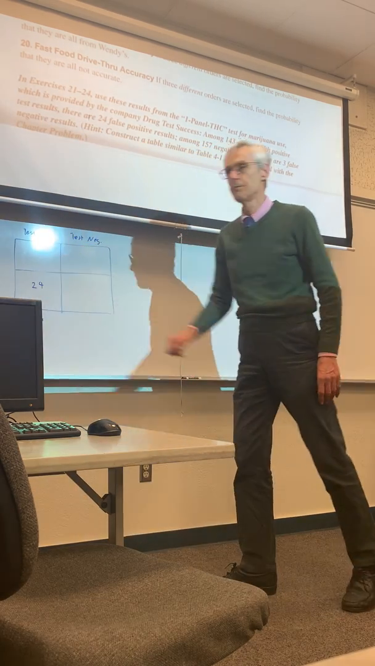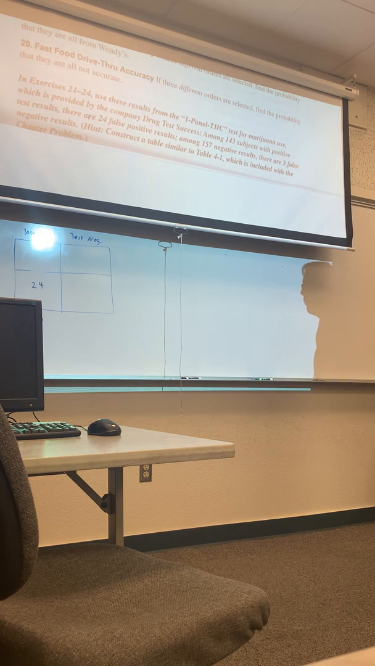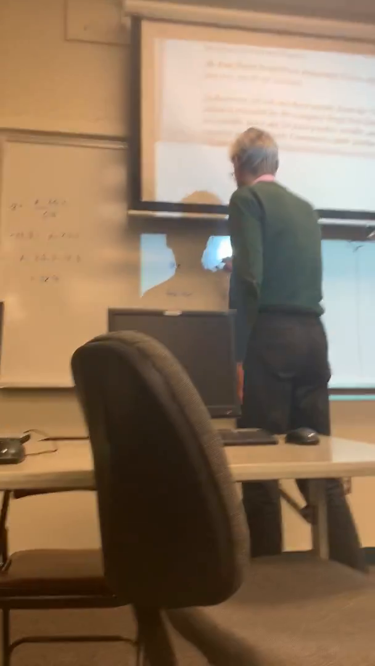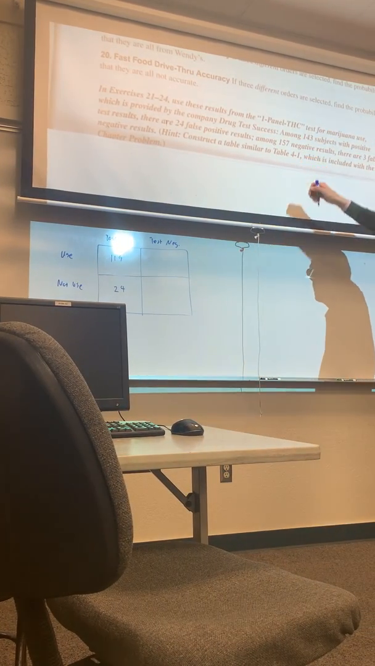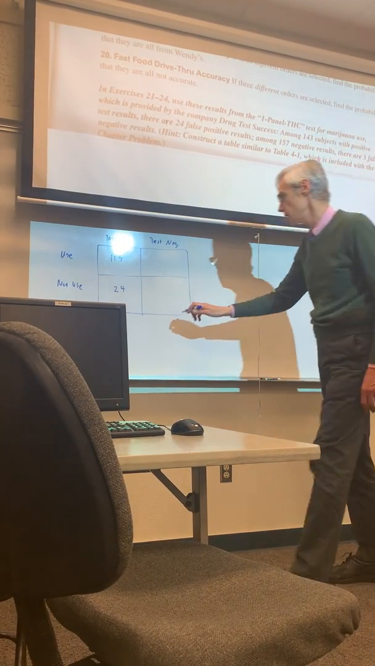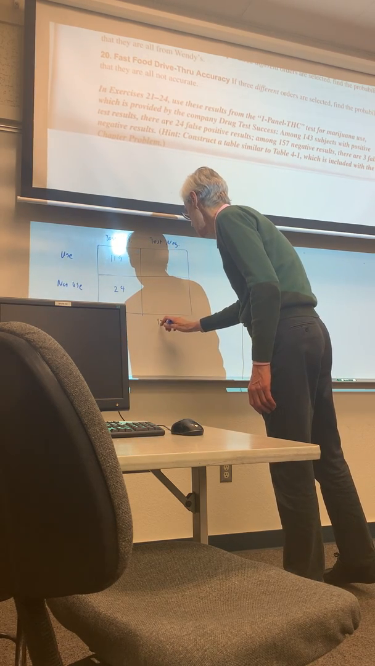So find that one. Find use and test positive. How are you going to find that entry? Subtract from 143, yeah. 119. Okay. 157 negative results, where do they go? Right here, total.